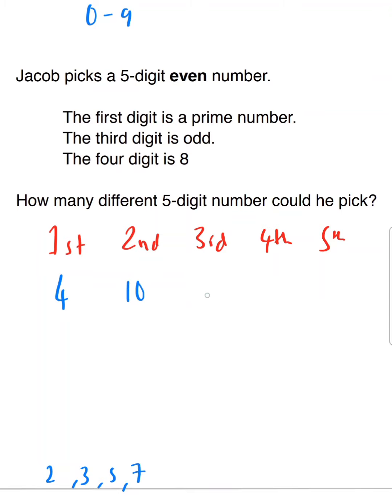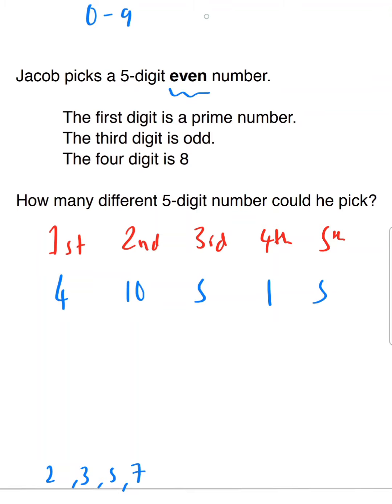The third digit is odd, so between 0 and 9 it's 0. Sorry, no, 0 is not an odd number. It's 1, 3, 5, 7, and 9, so that's 5 options. And the fourth digit, we're given that it's 8, so it's only 1 option there. And the fifth, we know it has to be even, so the number must end in either 0, a 2, a 4, a 6, and an 8. So that's 5 options there.